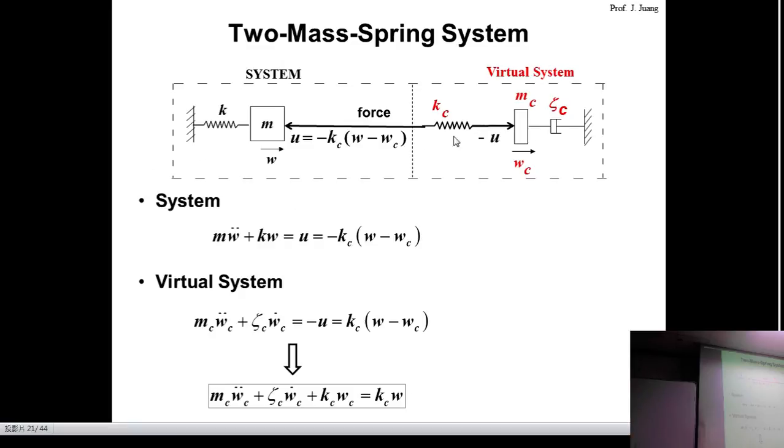For example, look at this passive system. This is MC, Zeta C, and KC. This system is always stable, right? Agree? It cannot be unstable. This system, if this is a passive system, there's no way this system becomes unstable. Then how about the performance? Performance will depend on KC, Zeta C, and MC. So depending on your performance, if you know what kind of performance you want, then you can base on that performance index to design MC, KC, and Zeta C. Understand?